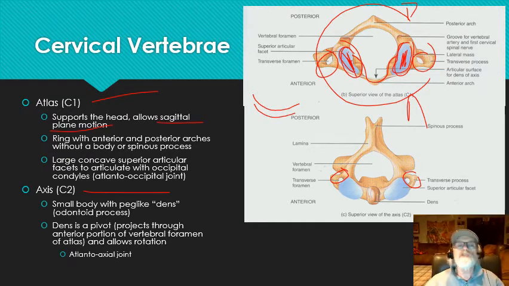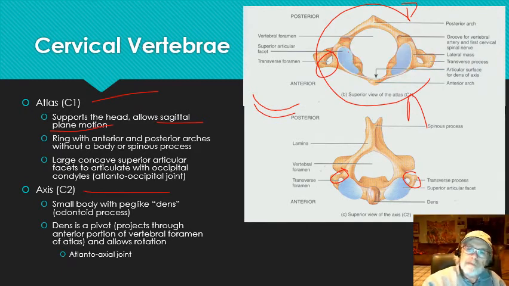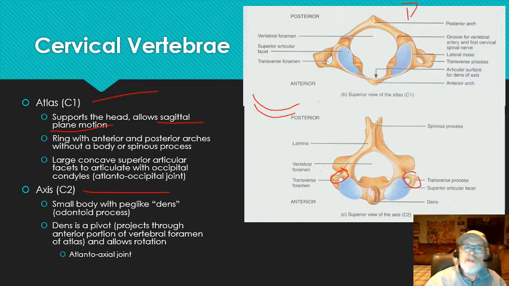We're on that sagittal plane. Again, if I look at C1, like it says on the left, it's a ring without really much of a spinous process. We should see a spinous process back here, but we don't see much, and there's no body to that vertebra.